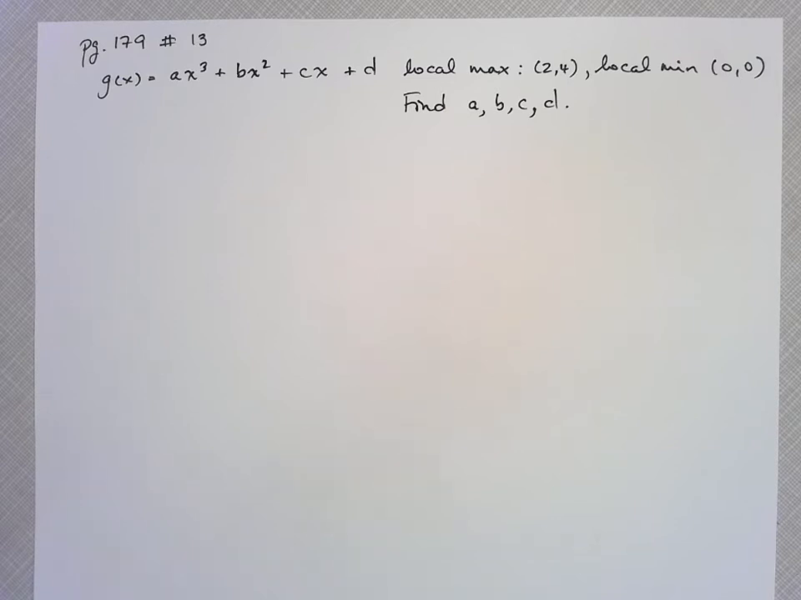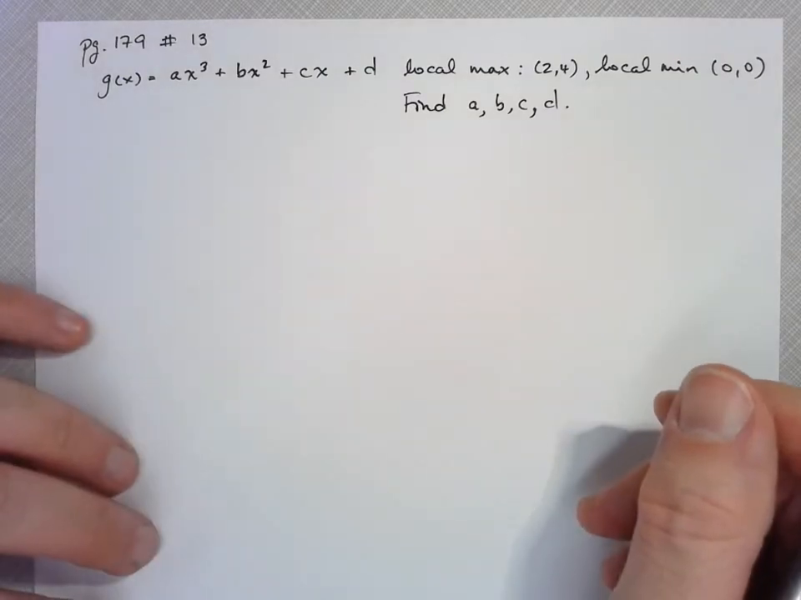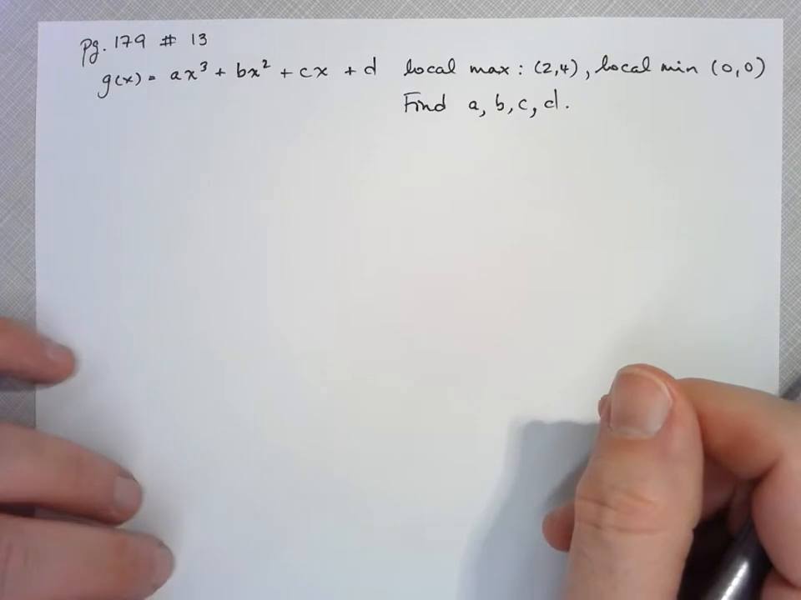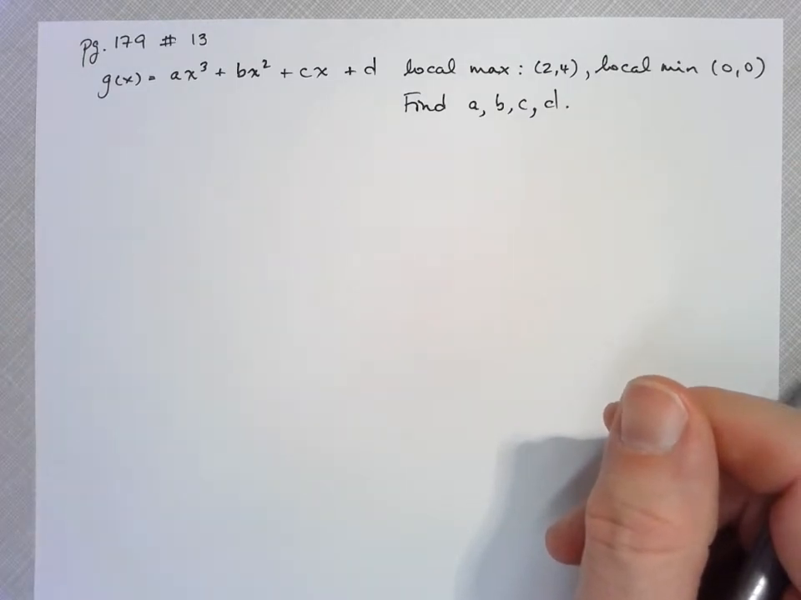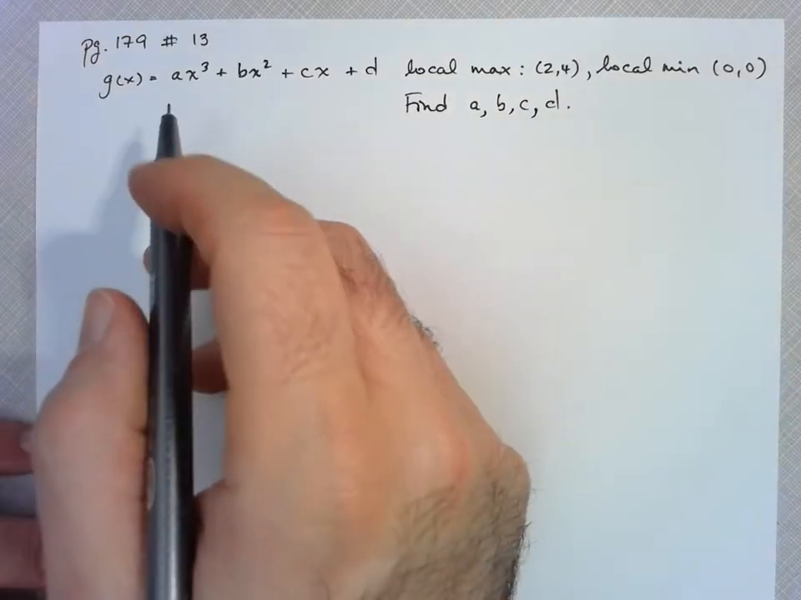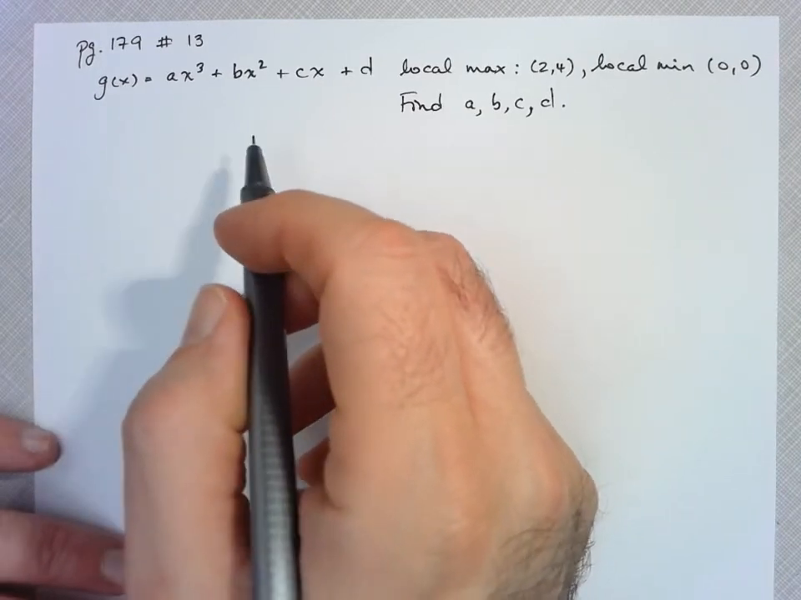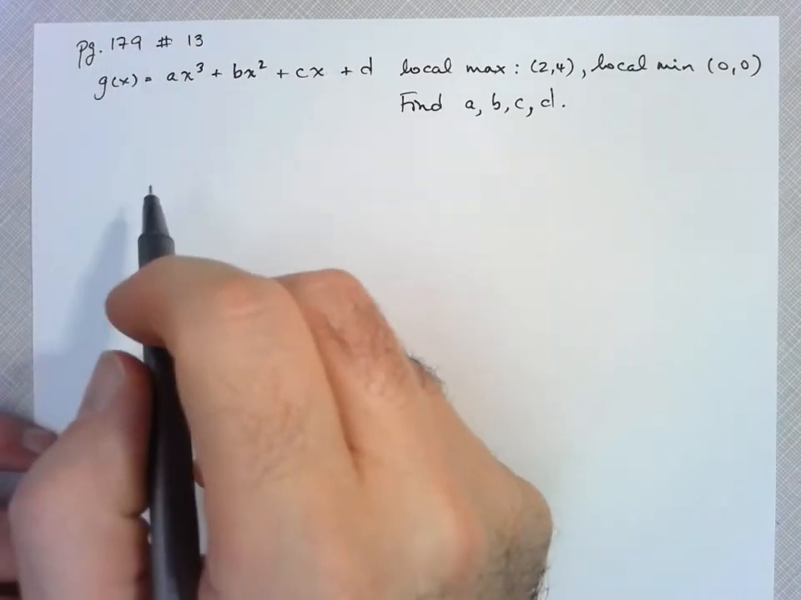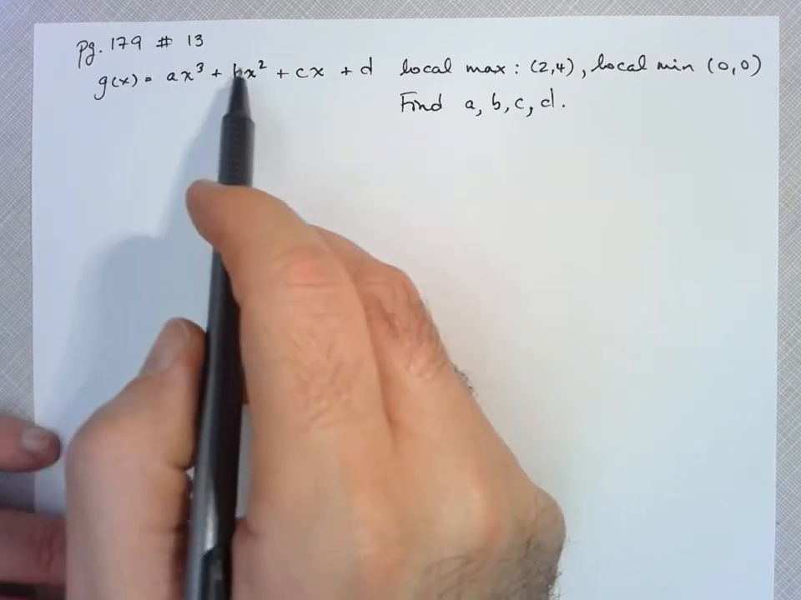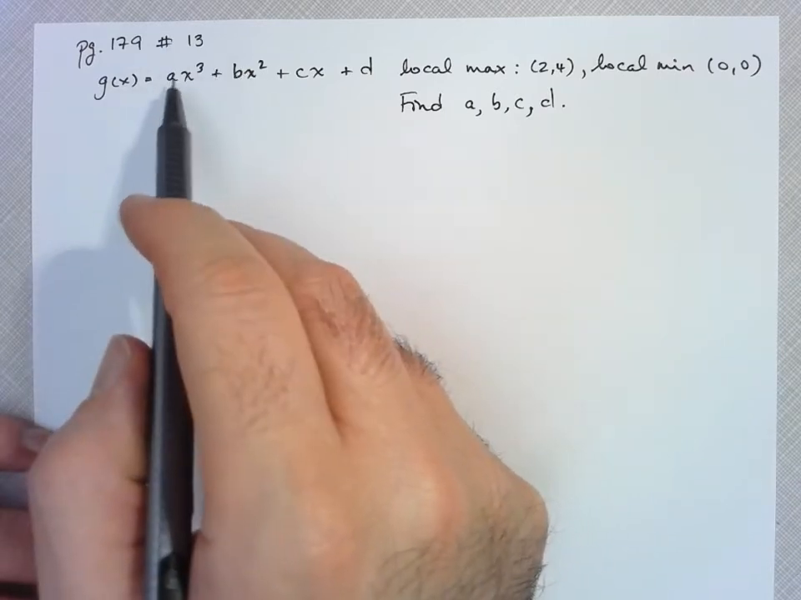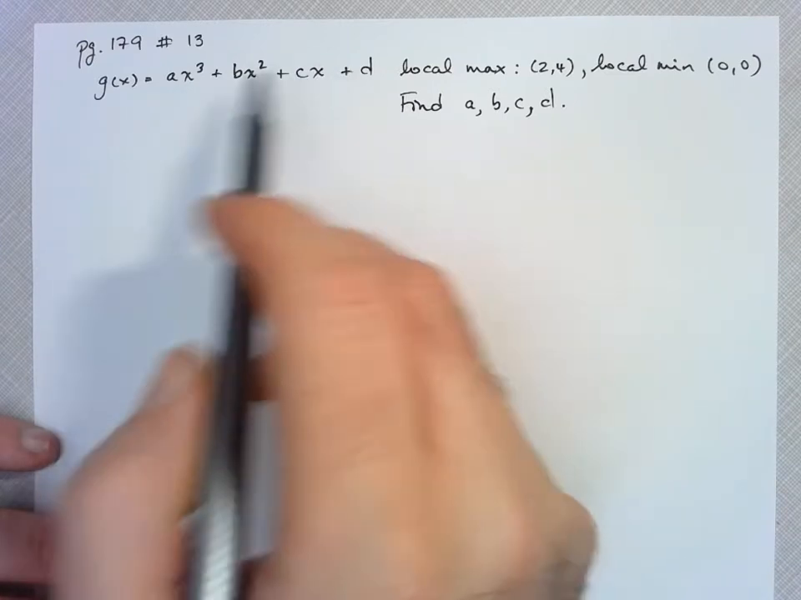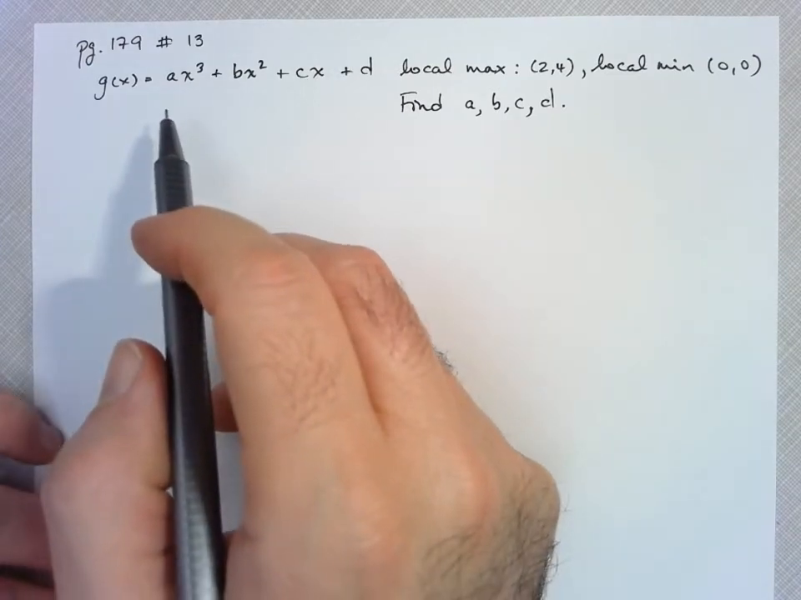Hi folks, we're going to take a look at number 13 from page 179. This is a pretty typical type of question where they give us some information about a function, in this case a polynomial function, and they want us to determine the missing components, which in this case are all the coefficients. Because it's a cubic polynomial, they're looking for all the coefficients, so 4 of them in all, and this is why they have to give us 4 pieces of information.